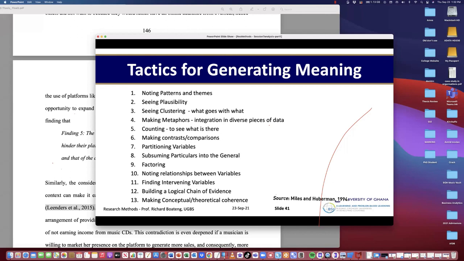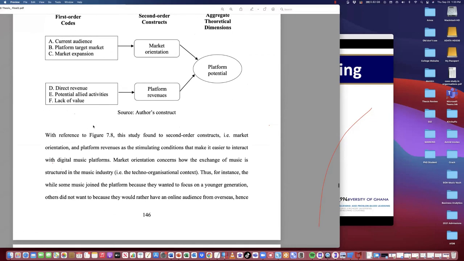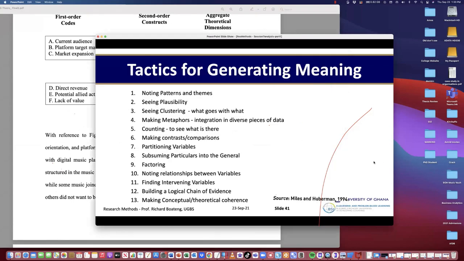Counting to see what is there. Sometimes counting may be important. Making contrast and comparison. Partitioning the variables. That's the same thing you see in the diagram here. And then subsuming the particulars into a general. Okay. Then you also have factoring, generating factors out of what you have found, noting the relationship between the variables, finding the intervening variable, whether some things come before others, and then building a logical chain of evidence to your case study report, your case study protocol, or your data protocol. And then making conceptual and theoretical coherence. Okay, linking back to what has been taught.